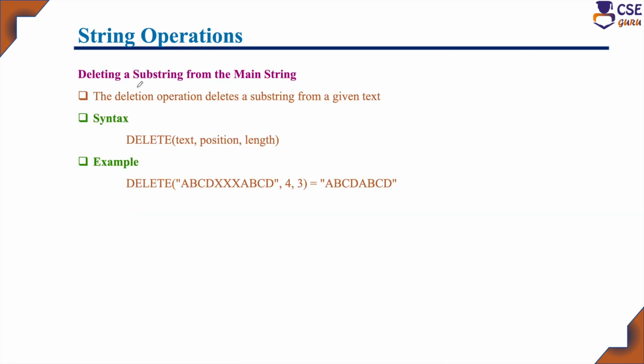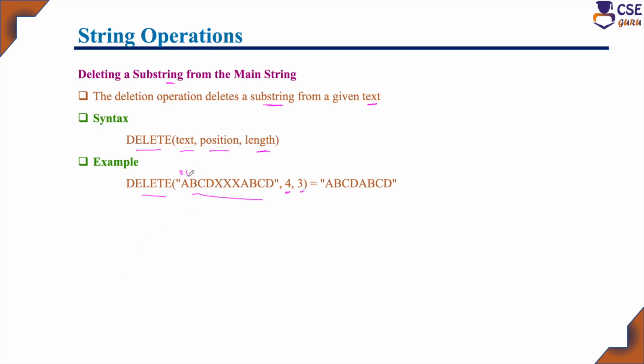Next operation, deleting a substring from the main string. The delete operation will delete the substring from the given main string. The syntax is delete text, position and length. 3 things you need to give as input. For example, delete, this is the main string and here position is 4. From 4, the next 3 characters you need to delete.